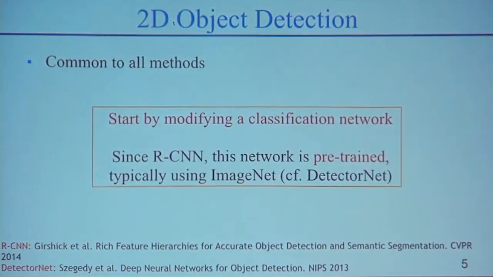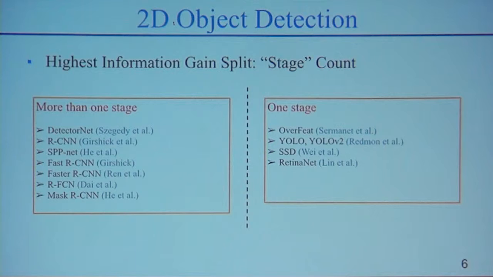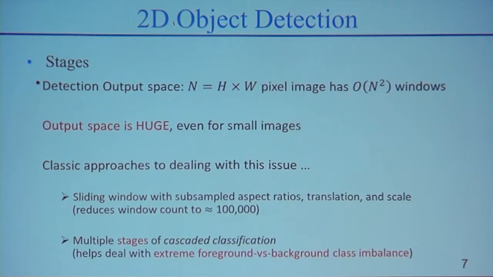Okay, so first, 2D object detection. We're all familiar with classification, right? Object detection actually starts with a classification network. So we just turn a classification network into a detection network. How do we do that? There are two types of object detection networks, and according to the convention, we have two-stage or one-stage. I'm going to talk about exactly what is two-stage and what is one-stage.